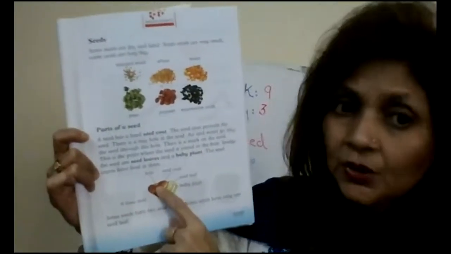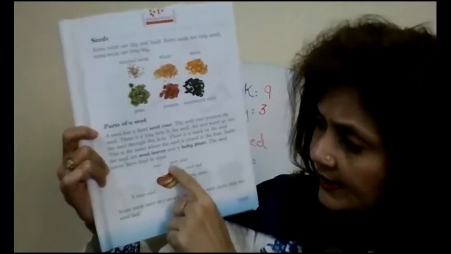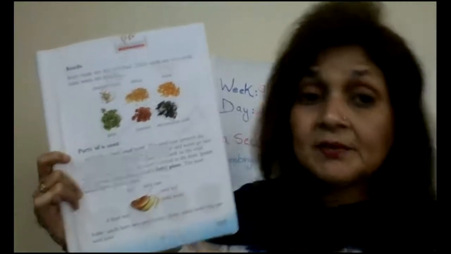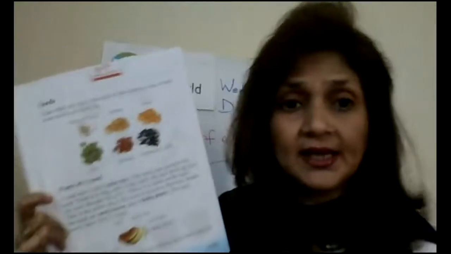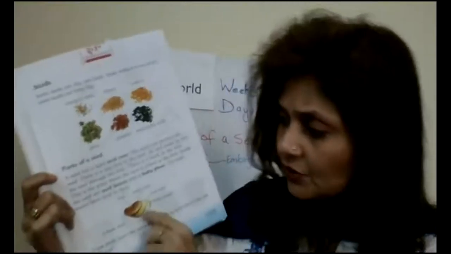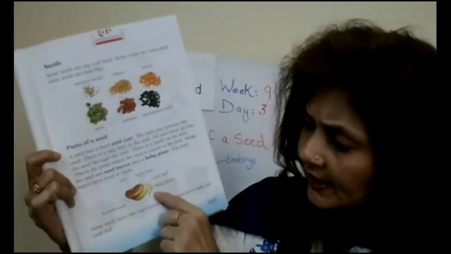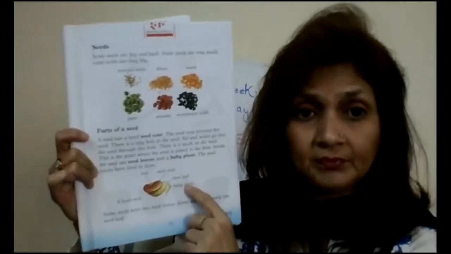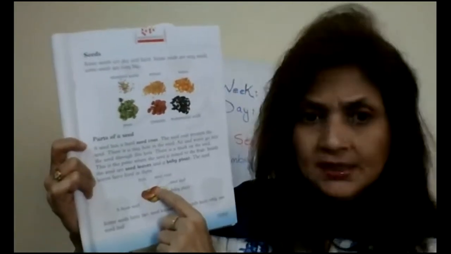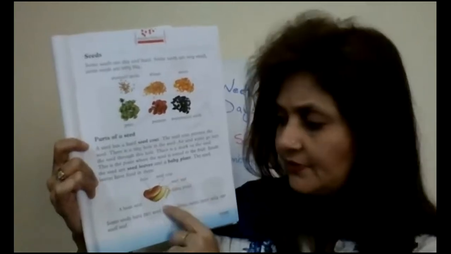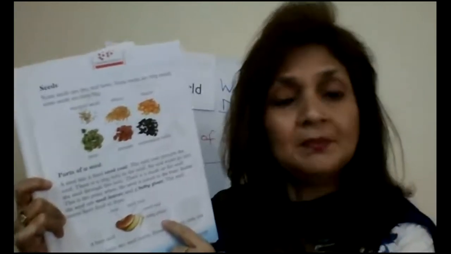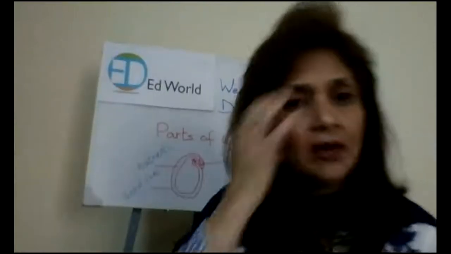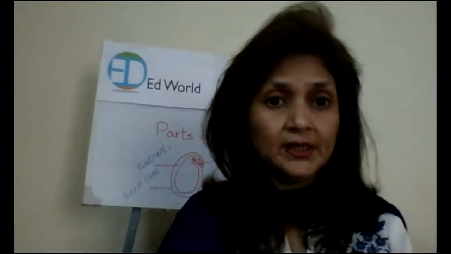You can see this is a bean seed. This is a tiny hole inside the seed, and this is the seed coat. These are the seed leaves, because bean seeds have seed leaves. So these are the seed leaves, and this is a baby plant. You see, there is a hole. This is the seed coat. These are the seed leaves, and this is the baby plant, how it is growing. Do you understand? Okay. Now I'll explain what is written here in the book.